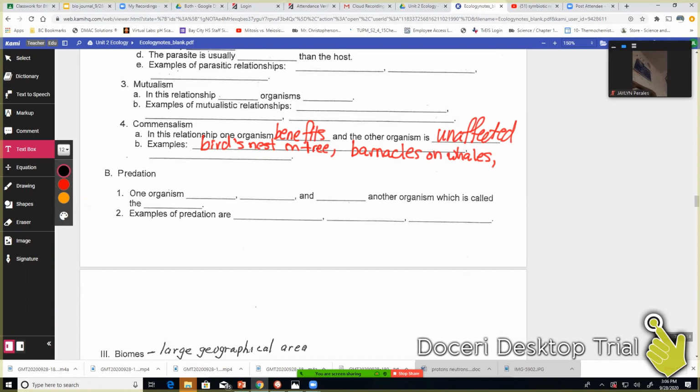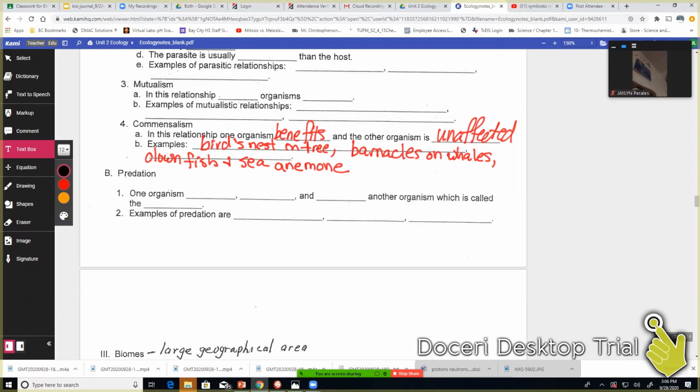And clownfish, which is like a Nemo, and sea anemone, A-N-E-M-O-N-E. Those look kind of like plants in the water, but they sting. So the clownfish will hide out to hide from their predator, so it's not hurting the sea anemone, but it's being helped. Sea anemone's not hurt or helped.